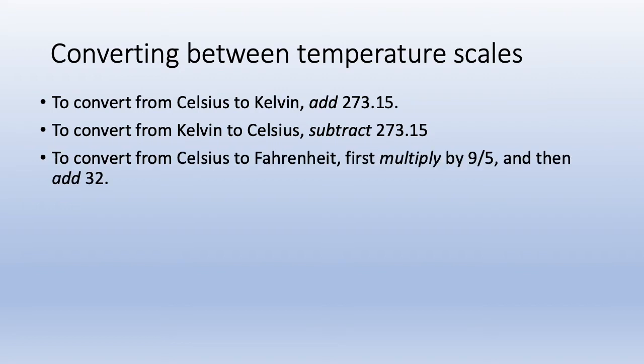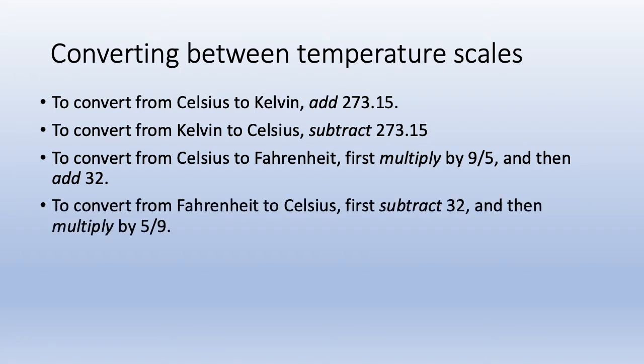If you want to convert from Celsius to Fahrenheit, then you first have to multiply by 9/5, 9 divided by 5, to take into account the fact that Fahrenheit degrees are 5/9 as large as Celsius degrees. And then you have to shift to get to 32 for the freezing point of water. So you're multiplying by 9/5, and then you're adding 32 to get Celsius to Fahrenheit.